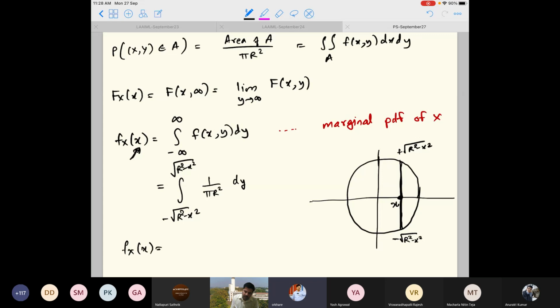The integration is easy. 1 upon pi r square comes out, and then you have a constant, which is a symmetric function. So 2 times root of r square minus x square divided by pi r square. And what is the range of x? The range of x is minus r less than x less than r. Because if you see from where to where x is going, this x can go from here to here, right? So this is the limit point, right hand side, left hand side. So this is minus r and this is r. That is what I'm doing.